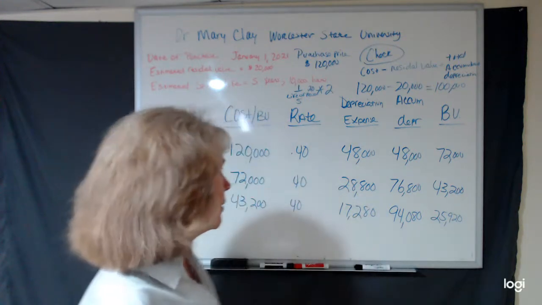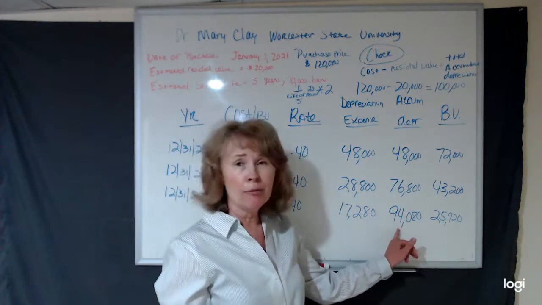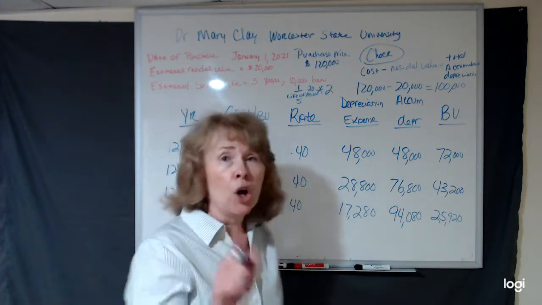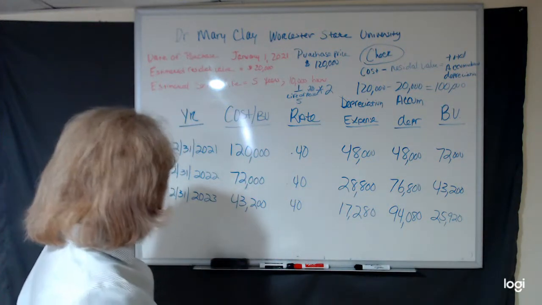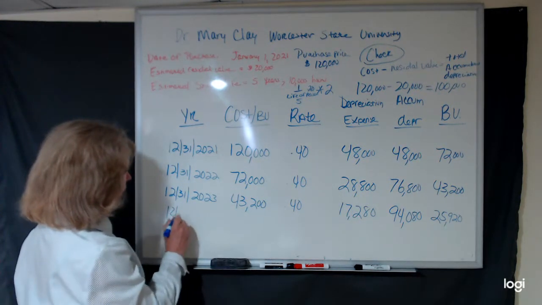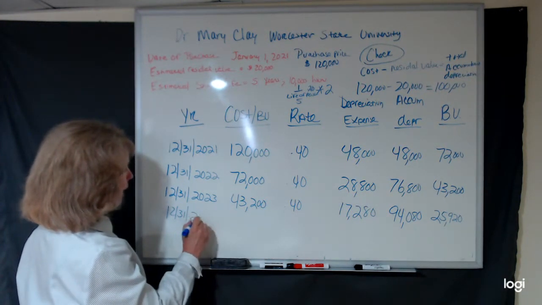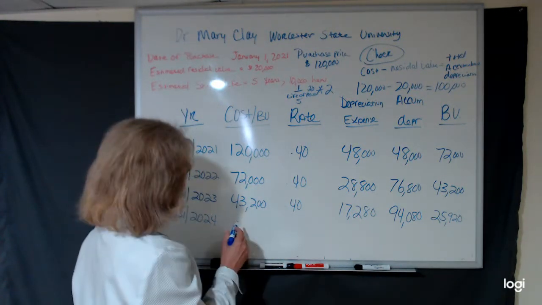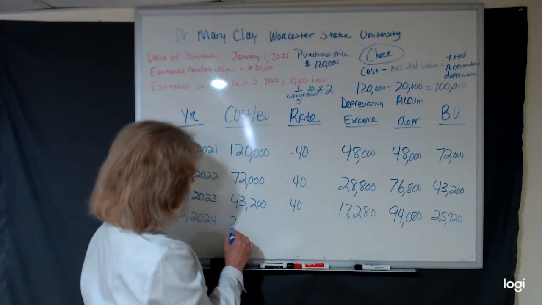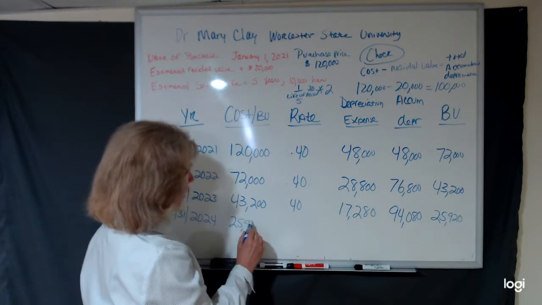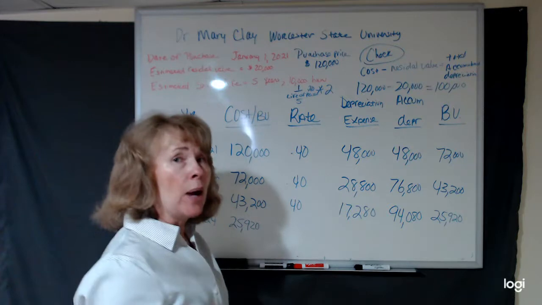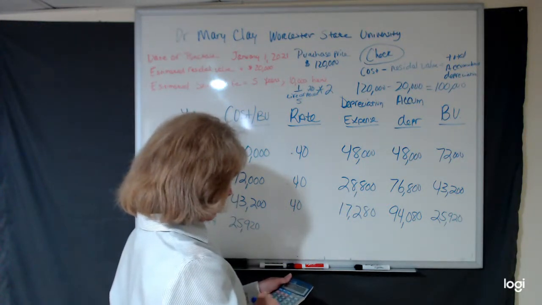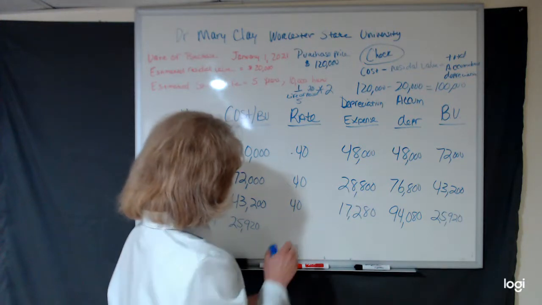Okay, let me show you an example. So right now, look at it, I'm really close to my 100,000. Don't write this number down. So let me just show you. So we're going to do 12/31/2024. Okay, don't write it down. We're going to do 25,920. We're going to do it the same way we've been doing it. We're going to take 25,920. We're going to multiply it by 0.40.